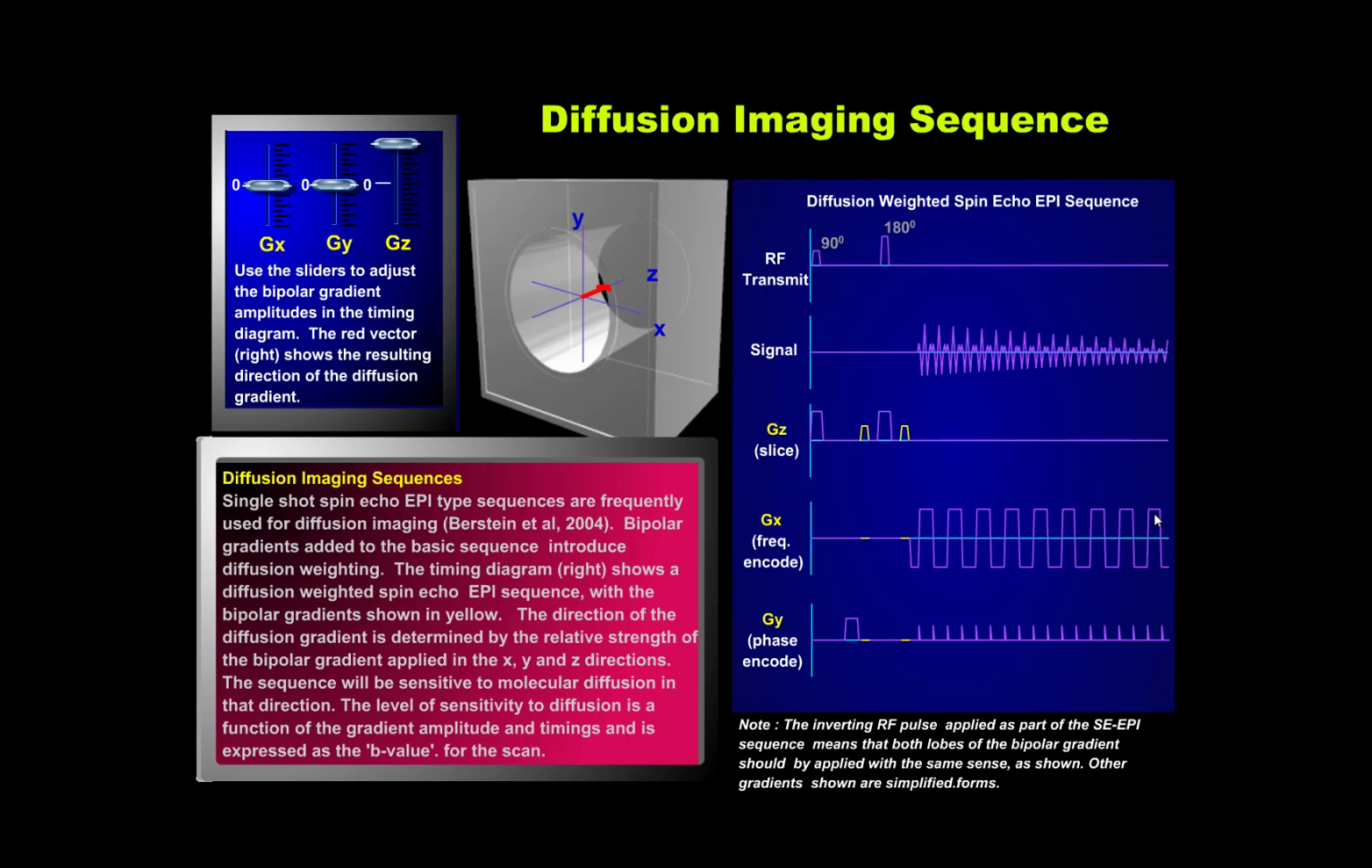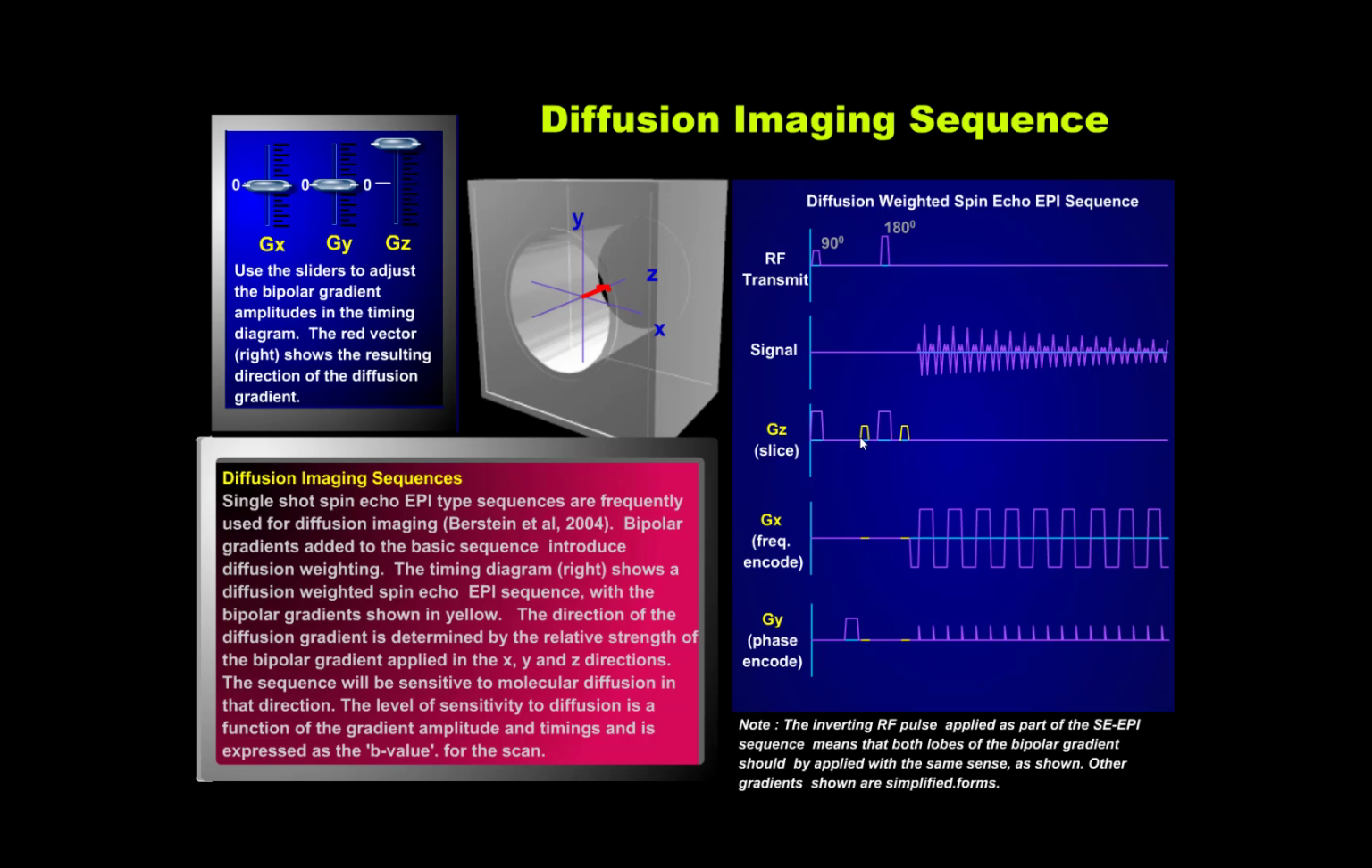The important bit that we're showing from the point of view of diffusion imaging is these yellow bipolar gradients. So remember, we said that if we are interested in diffusion in the Z direction, we would use the Z gradient. So that's what we are doing here. But equally, it could be X or Y. So we can see here we've indicated the direction of diffusion that the sequence will be sensitive to, and it is in the Z direction. Okay, so these are our bipolar gradients.